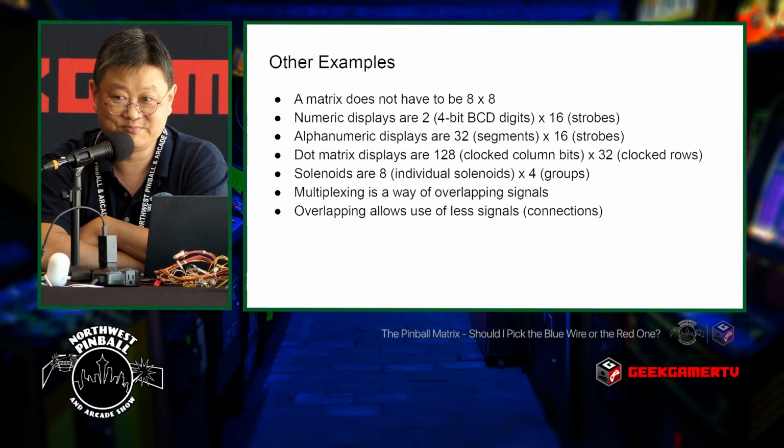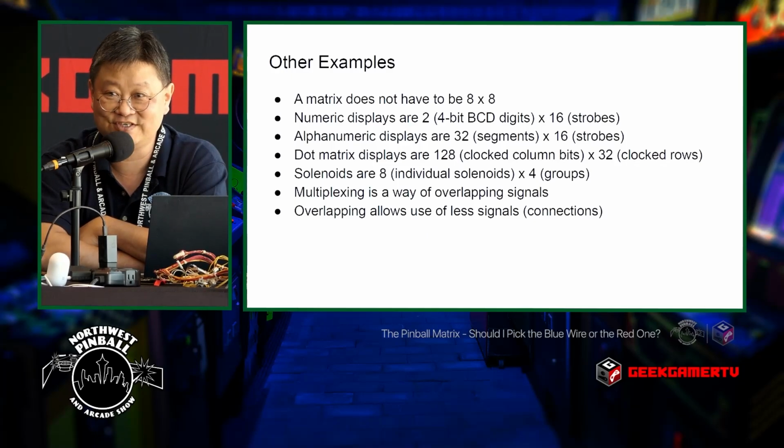Dot matrix, it's actually the same thing. It's 128 pixels across, 32 rows down. However, the pixels are not 128 signals. The pixels are clocked, which is why it says they're clocked column bits, and I don't want to get into clocking at this moment because that's digital logic.